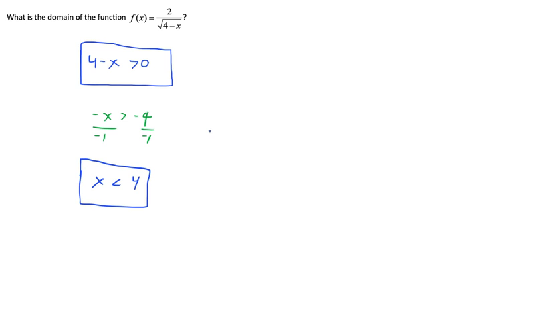What does this mean? It means that the domain is going to be what? Now we'll write this out in words. The domain will be all real numbers strictly less than 4. Less than, not less than or equal to.